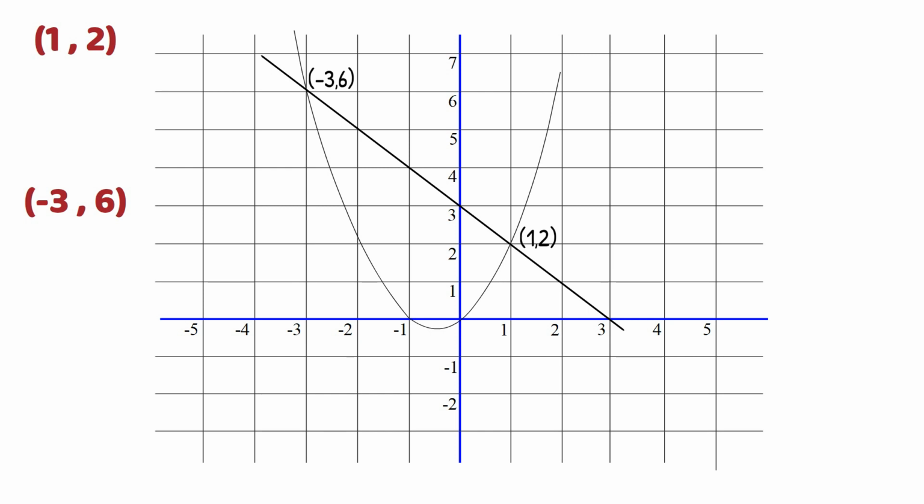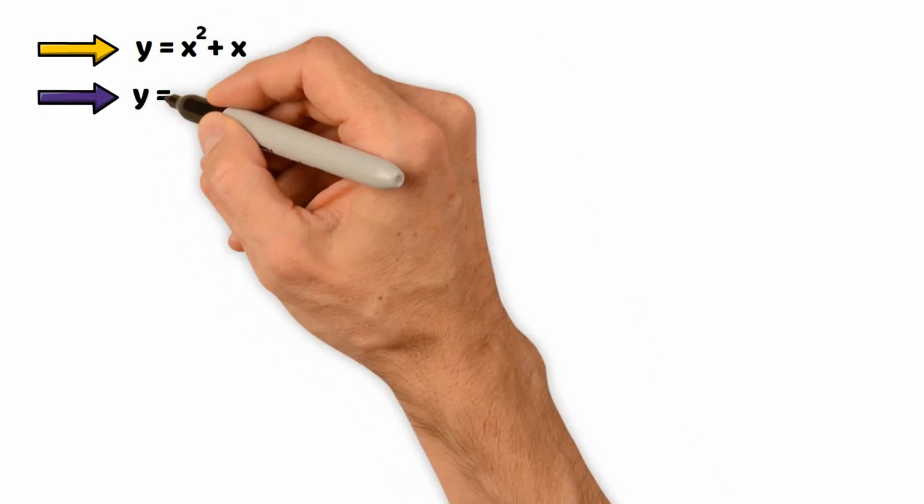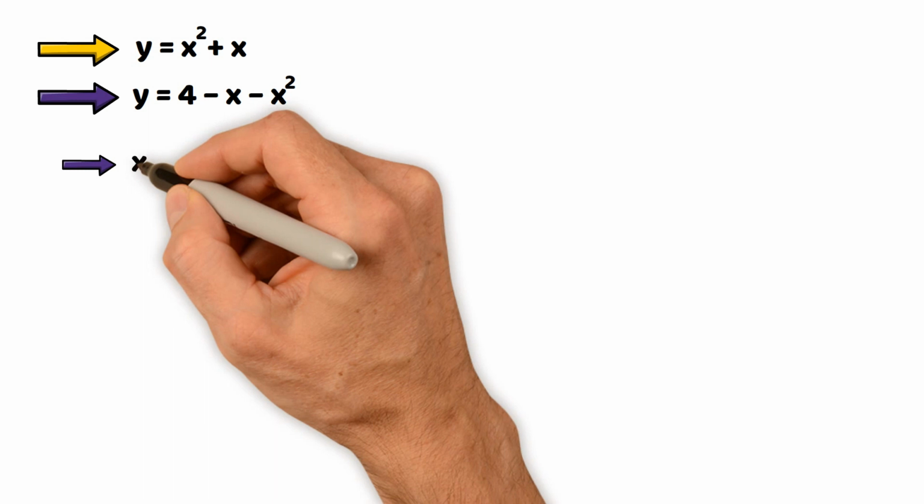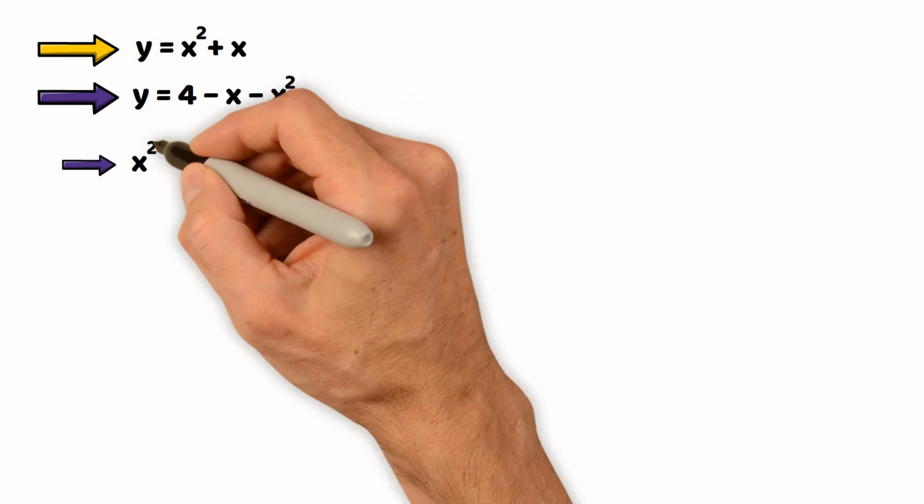Now let's take it up a notch and use it when you're talking about both quadratic equations. Let's look at this example. Let's solve the equations y equals x squared plus x and y equals 4 minus x squared. Here, in the first equation, the y variable is already solved for in terms of x, so we can simply substitute x squared plus x for the y in the second equation, getting us x squared plus x equals 4 minus x squared.